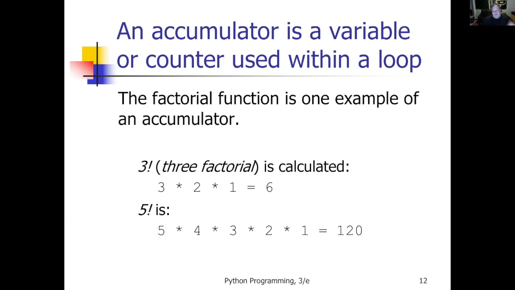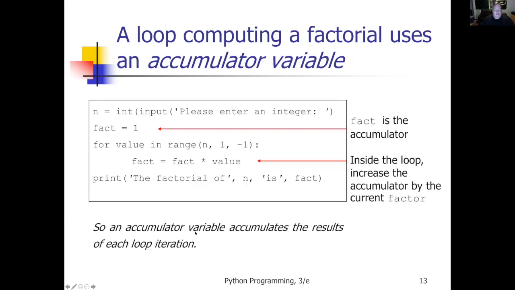Or 5 factorial. 5 times 4, save that number, that's 20. Times 3, that's 60. Times 2, that's 120. Times 1 is still 120. So we have an accumulated value that gets collected up, potentially inside a loop. So a factorial loop might look something like this. N equals the integer of the input that a user might provide. So you prompt the user with please enter an integer. They type in, let's say 5.